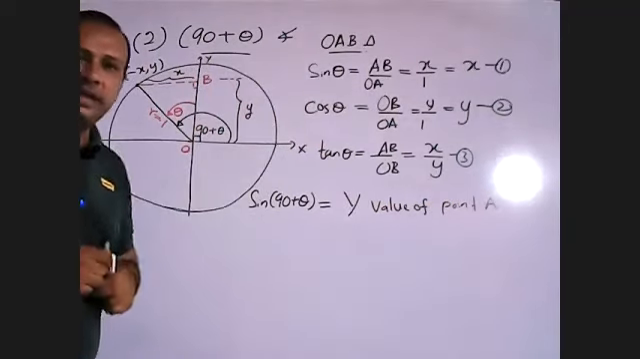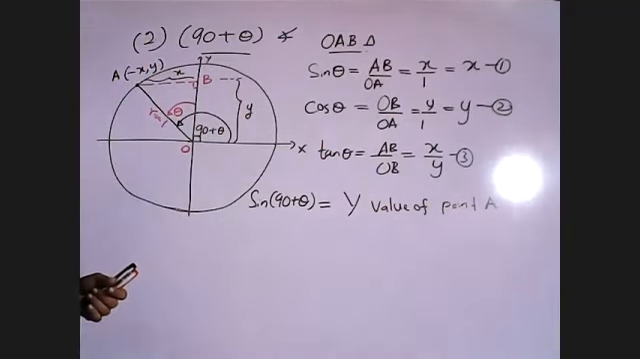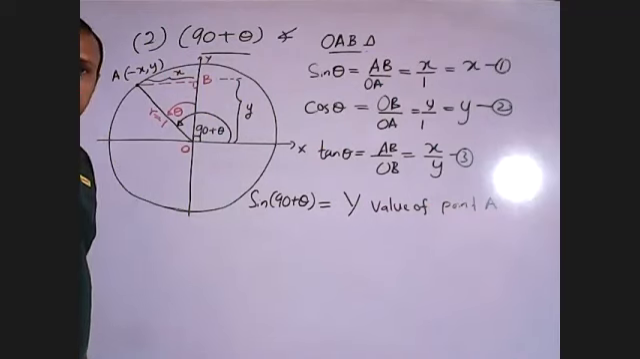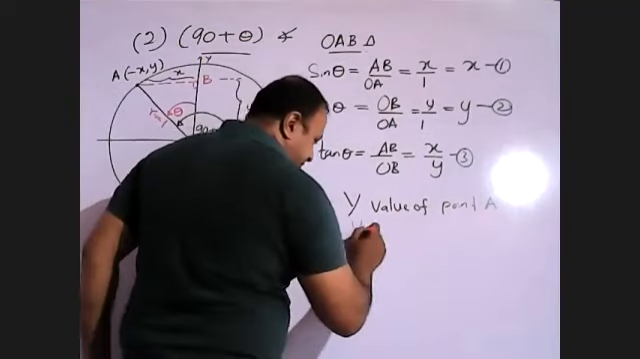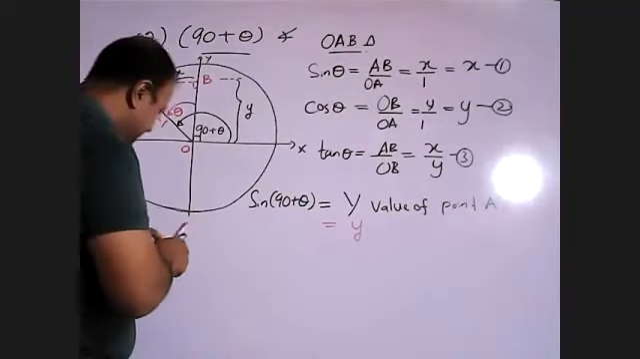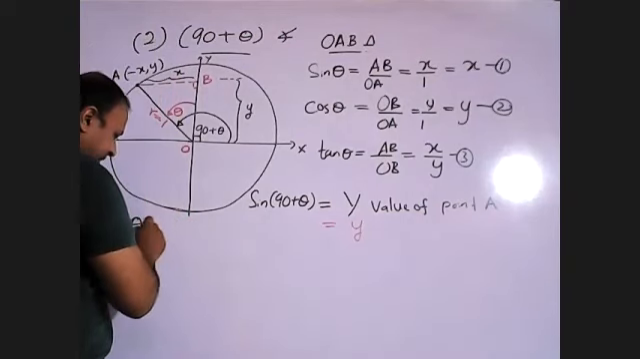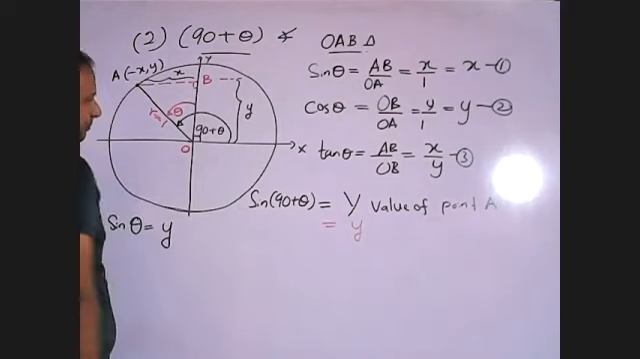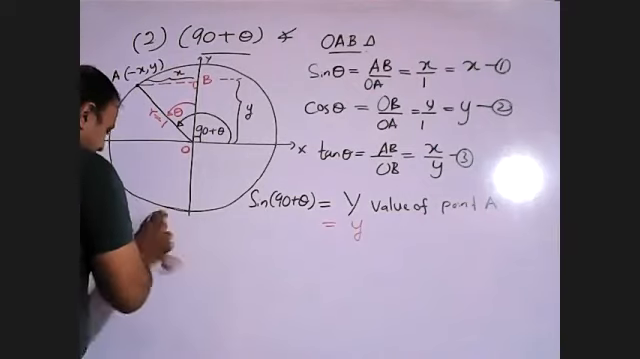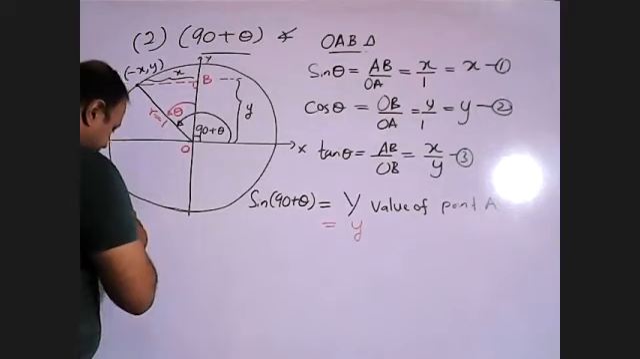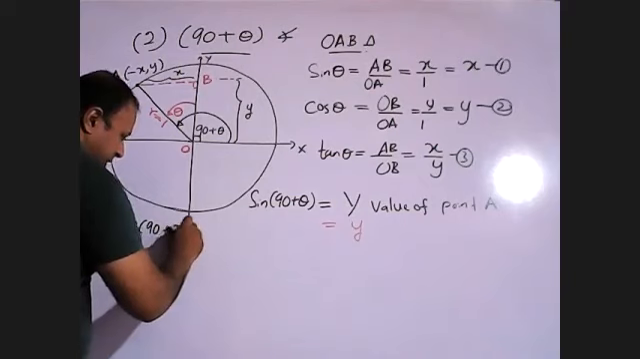So what is the y value of point A? It is equal to y, no? Directly it is equal to y. Therefore, I can write sin 90 plus theta is equal to y.